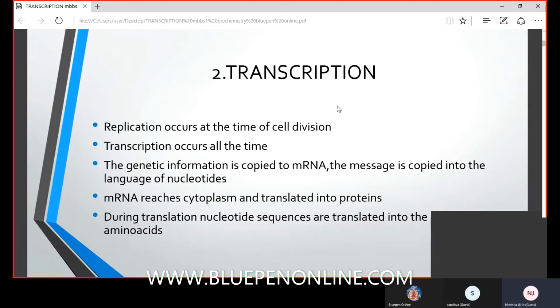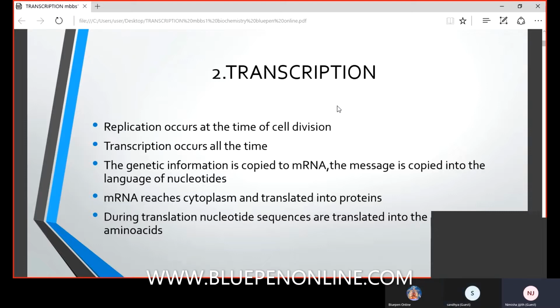So now we are in the process of transcription. That means we synthesize new DNA, new daughter DNA, then we have to transcribe that DNA to RNA. So what happens at the time of replication? Replication occurs at the time of cell division, which is that phase? S. Replication takes place in one special phase. That is S phase. In between G1 and G2, we can see one synthetic phase. In that synthetic phase, replication occurs, right?